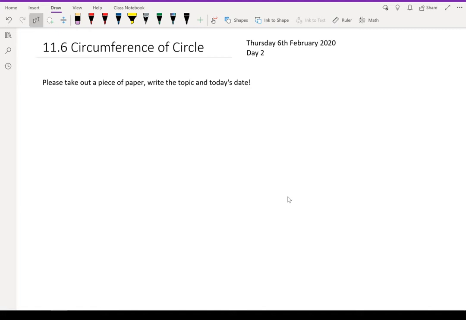Today we're talking about circumference of a circle. I'm sure most of you have learned this before, but I'm still going to talk about it, and I want to make sure everyone understands circumference in the same way.